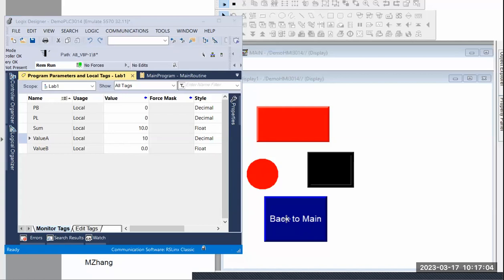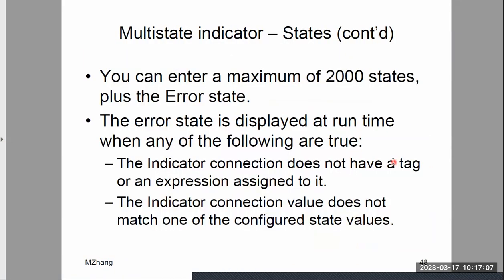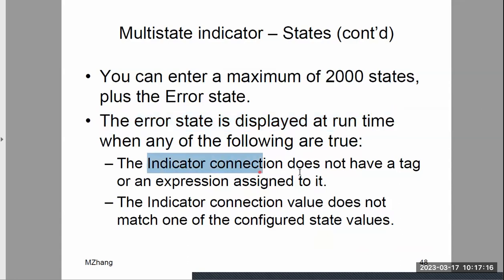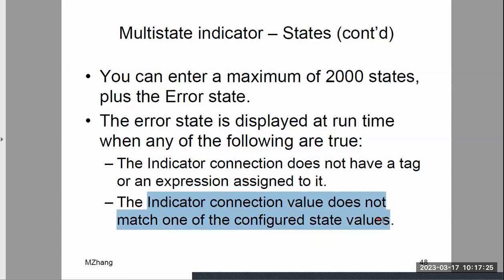So let's go back to here. You can set up to 2000 states. Also, the error state is displayed at runtime when the indicator connection has a problem: you don't have a tag associated, or, as I already demonstrated, the tag connection value does not match one of the configured states. Remember that we used to have a value 2; if I change it to 3 or 10, it doesn't match, and that's where the error shows up.